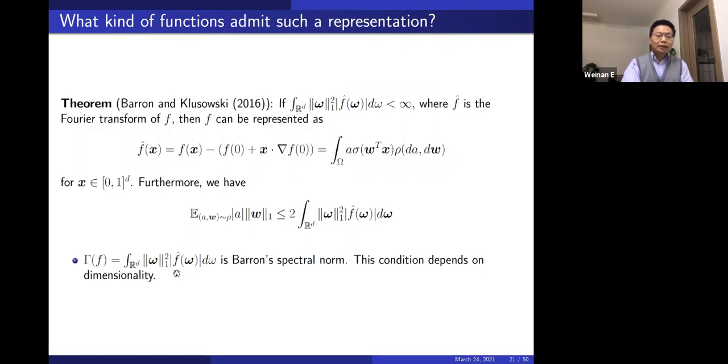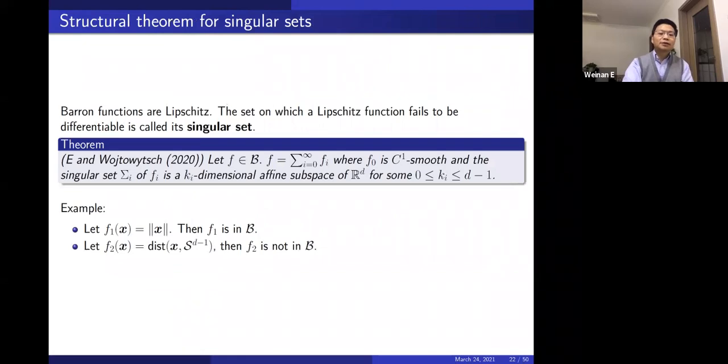Now, Barron's spectral norm is a little bit unsatisfactory in the sense that this condition depends on dimensionality. Whether this quantity is finite depends on dimensionality because of integrability. Now you might ask, what kind of functions are Barron functions?